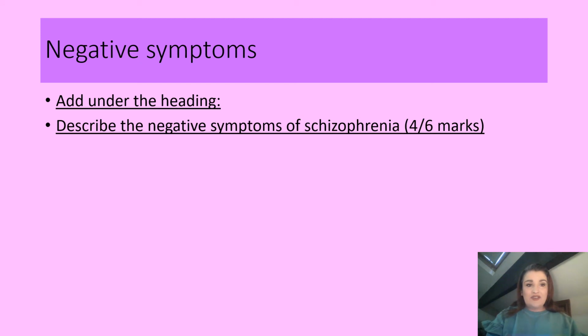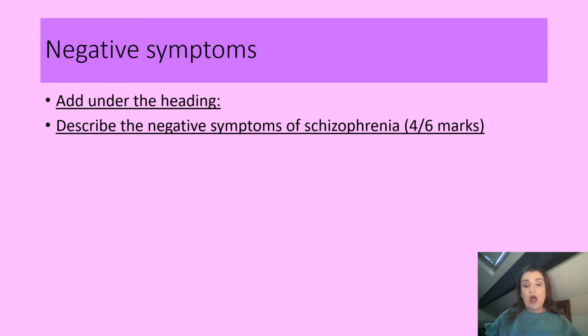With negative symptoms, can you please add now under the heading, describe the negative symptoms of schizophrenia? Could be a 4 or 6 mark question. If you're asked to describe, it's not like a 2 mark outline of what they are. You would give examples here. It could be 4 marks, could be 6 with an application, but as long as you're aware that you could be asked specific questions on positive and negative symptoms as well. So if we can get that down, please, under the negative symptoms.